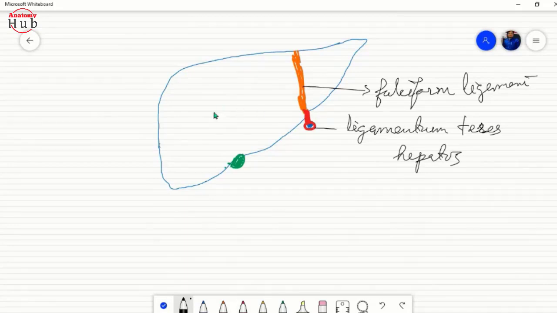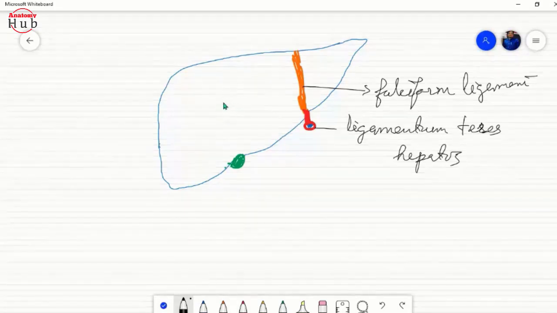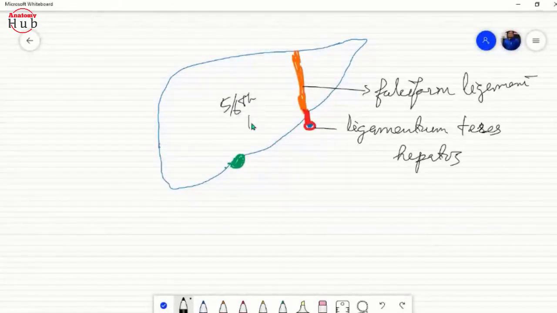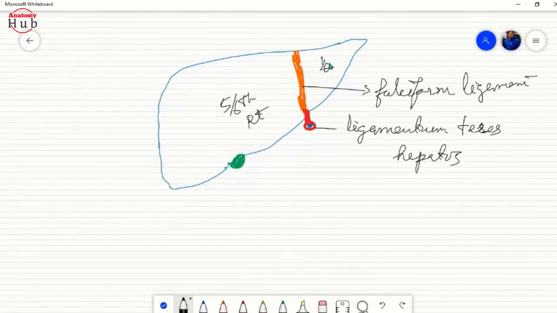This one is the large 5/6 portion of the liver, that is your right lobe, and 1/6 portion of the liver will be your left lobe. So anatomically we have only two lobes present, the right lobe and the left lobe.